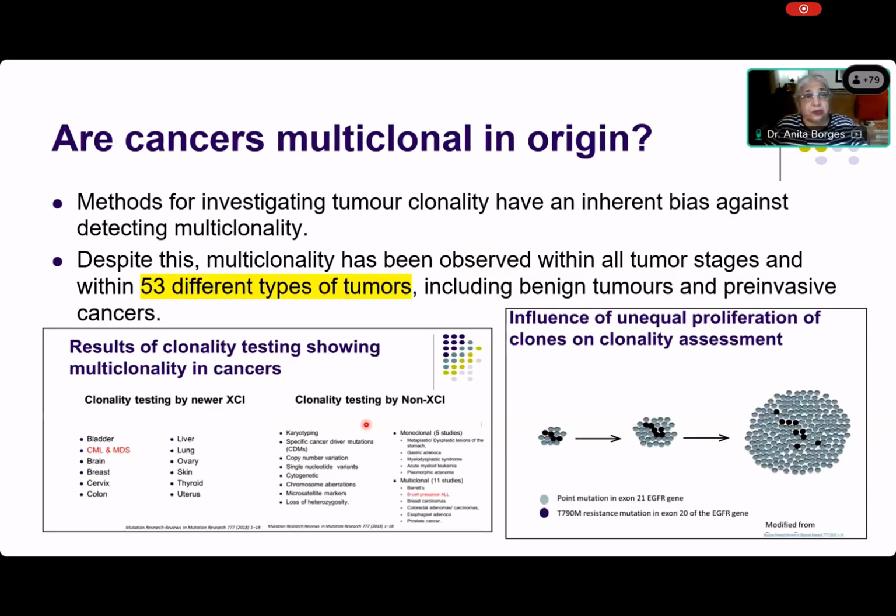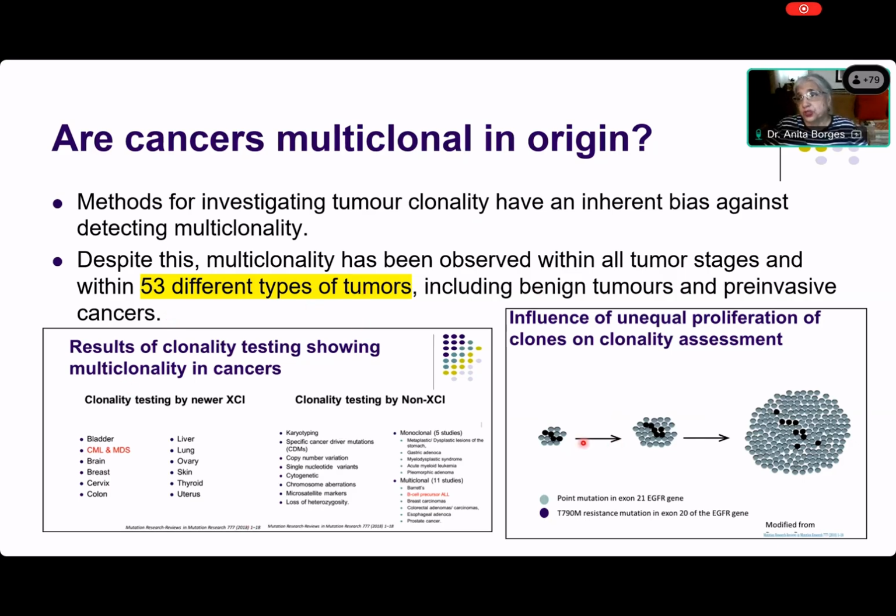Okay, and I will tell you, the trouble is that methods for investigating tumor clonality have an inherent bias against detecting multiclonality, and I'll tell you how that happens. But despite this, multiclonality has been observed when people have really gone to look for it, within all tumor stages and within 53 different types of tumors that have been investigated, including benign tumors, where it's not dividing very fast and therefore you might say there may be clonal heterogeneity because of fast division, and pre-invasive cancer. So they're not even invaded, and people have found this. We don't need to go into this, but this is there.